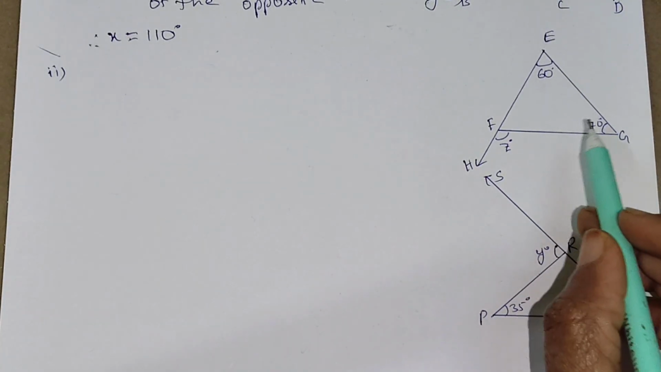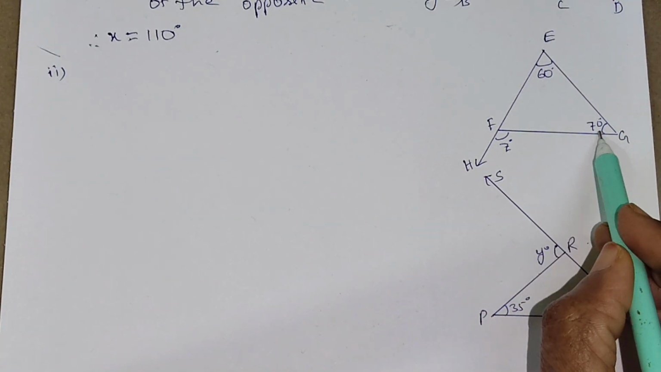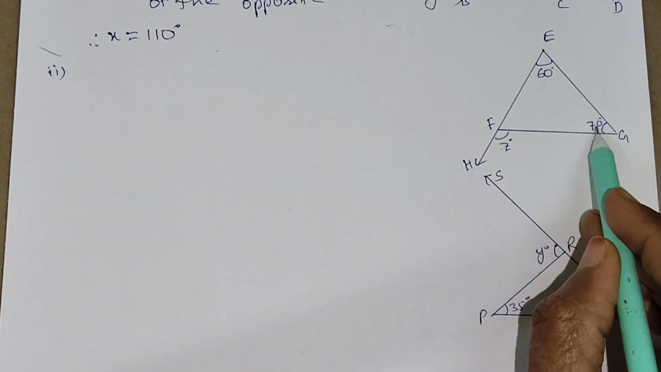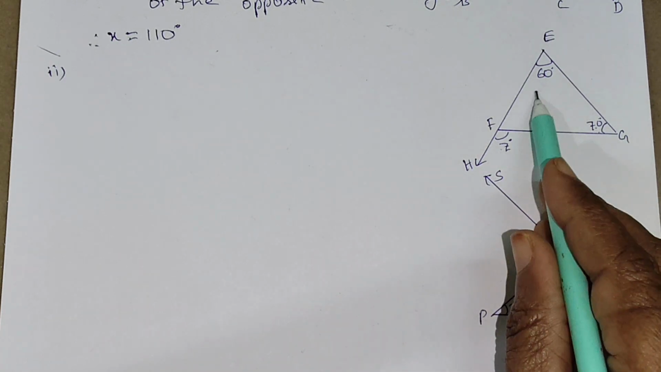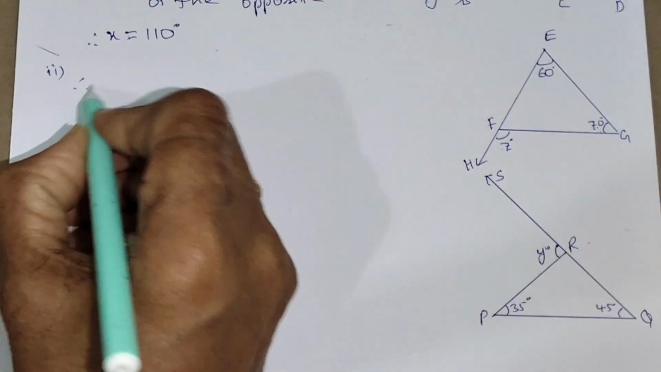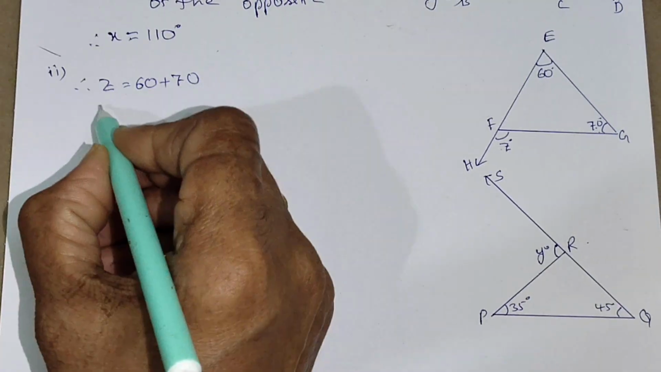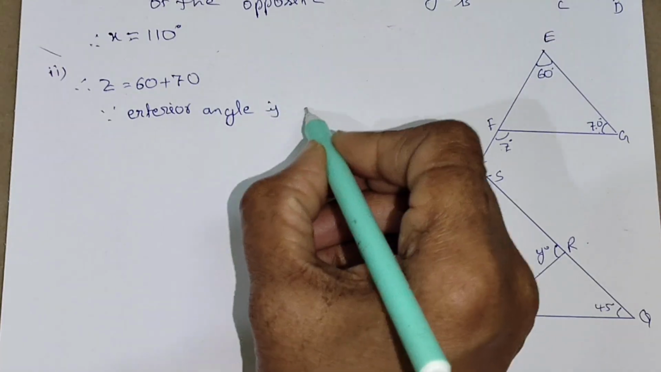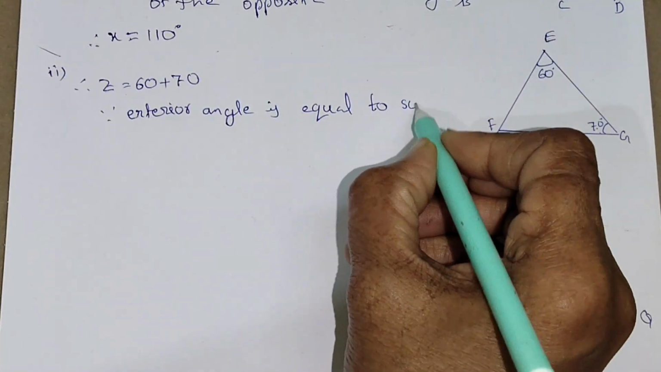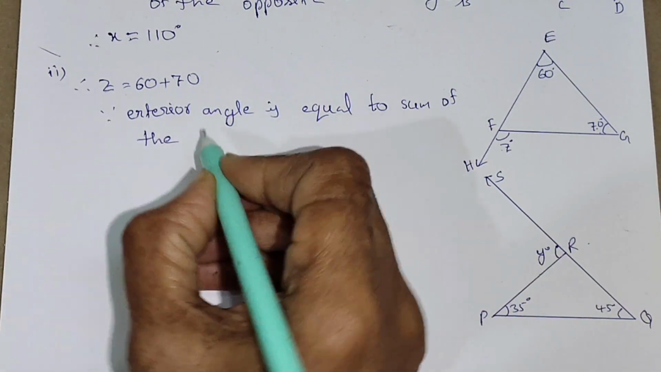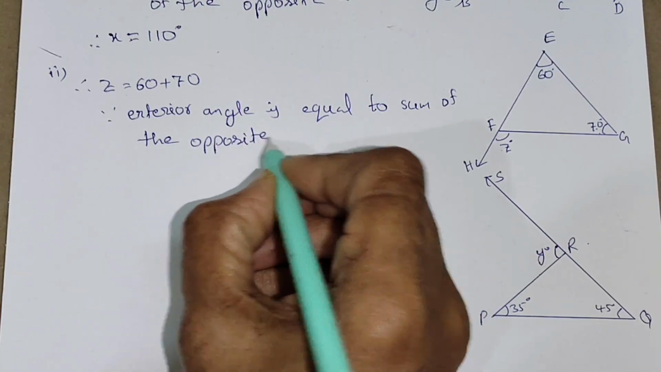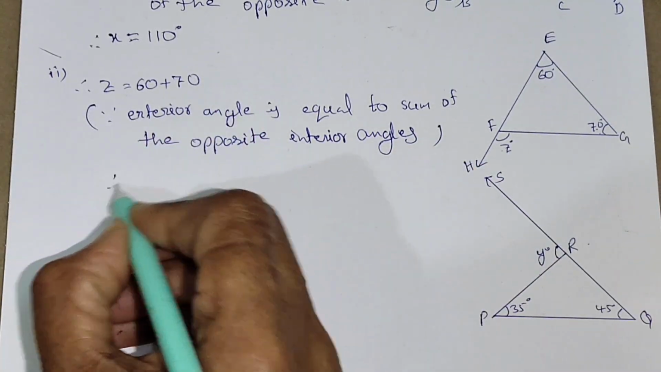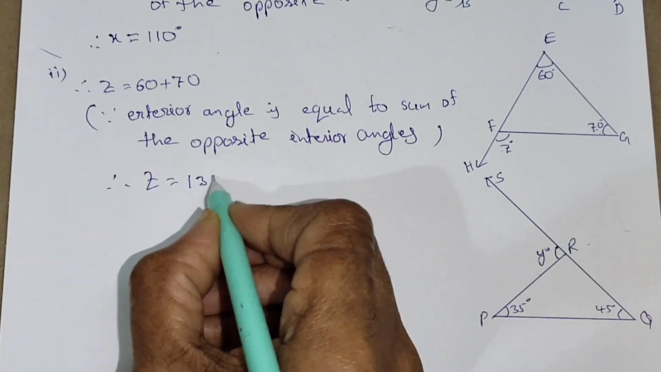Next, the second diagram. Here is one triangle with two interior angles given and an exterior angle. So z is equal to the sum of the opposite interior angles, z is equal to 60 plus 70, since the exterior angle is equal to the sum of the opposite interior angles. Therefore z is equal to 130 degrees.